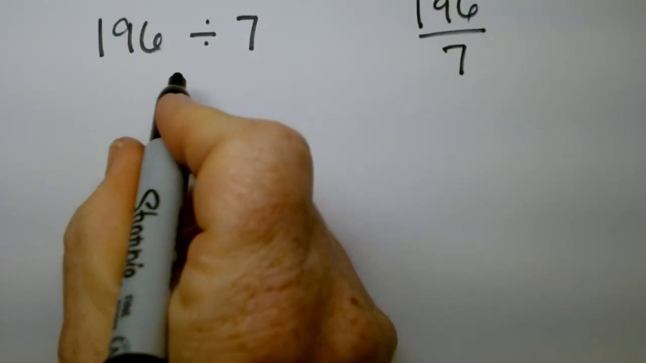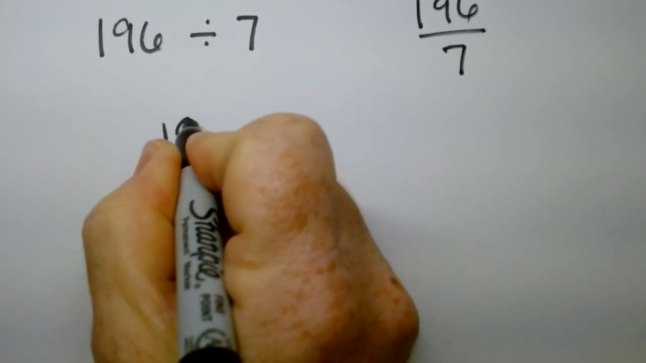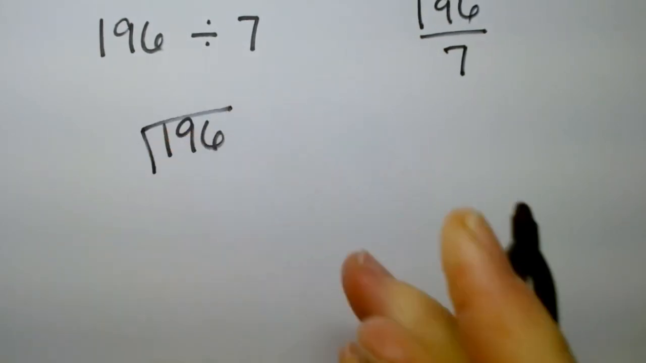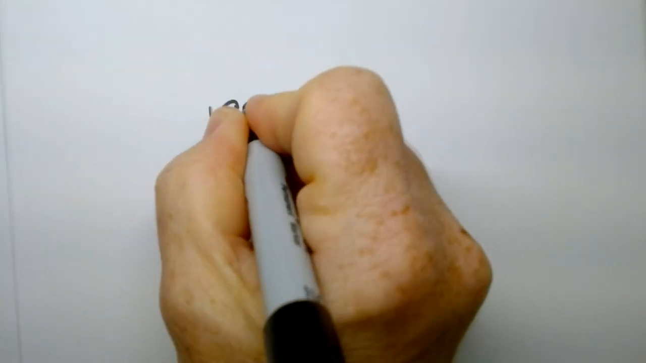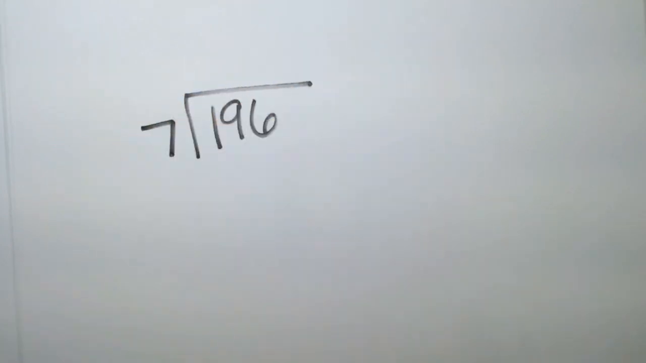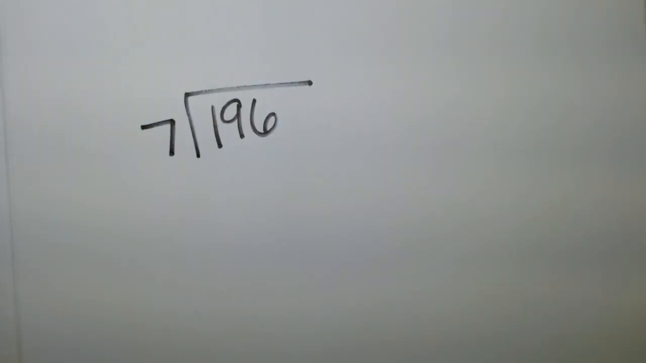So I can rewrite this. I'll put 196 in the box. Actually, let me do this a little bit differently. Let me turn my paper. All right, so I'm going to put 196 in the box and 7 outside of the box. Okay, so far?